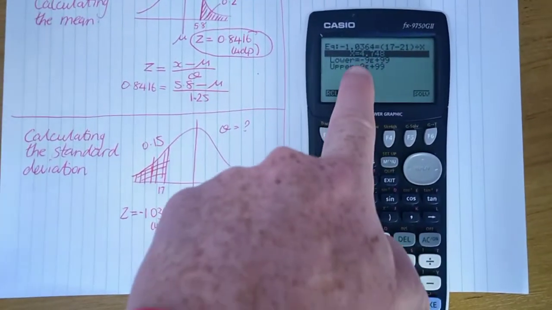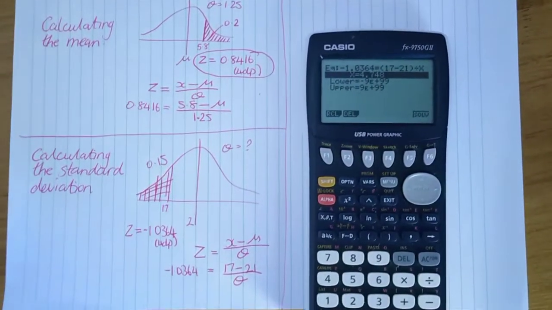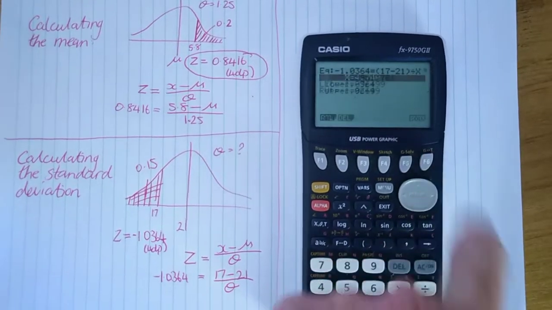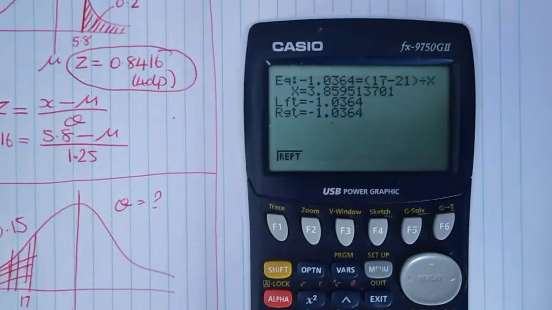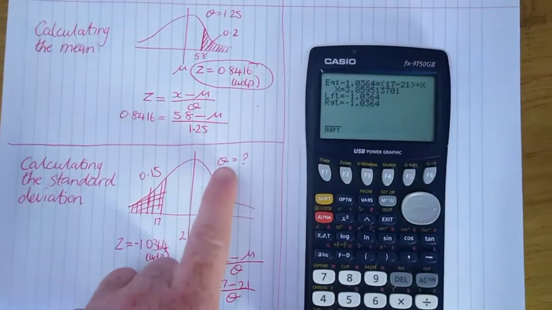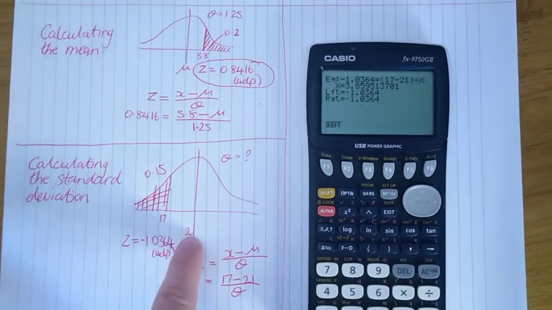Just a reminder, this answer that's now highlighted is not your answer. That was the answer from the previous time you used it. You've now got to click solve. And our x value is 3.86, and that's rounded to 2dp. So that means our standard deviation for this graph is 3.86.